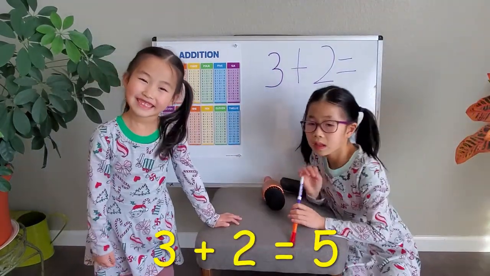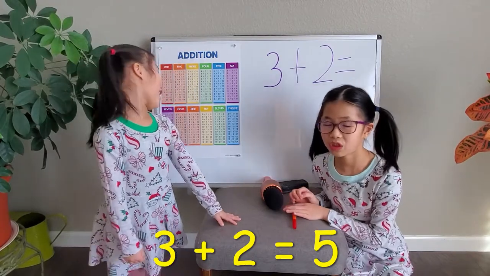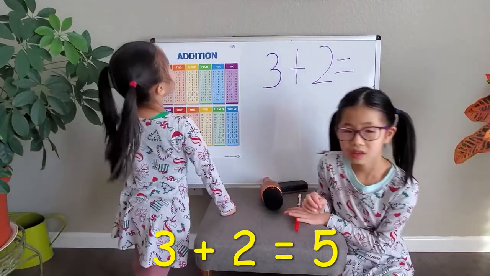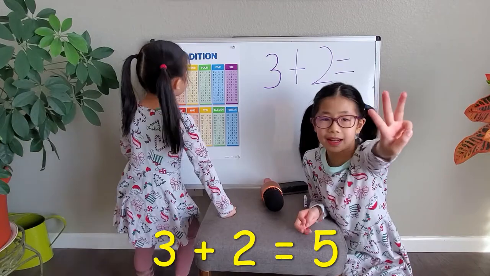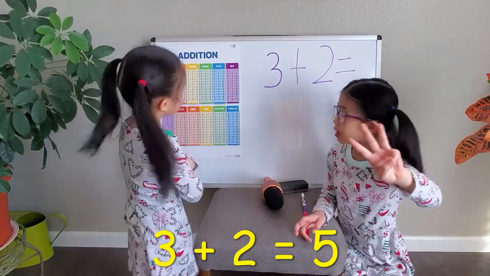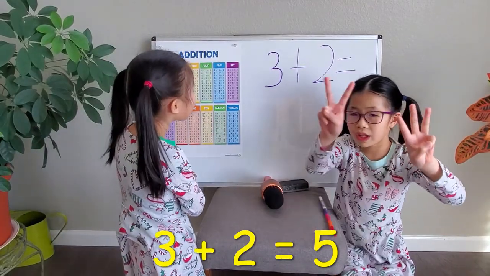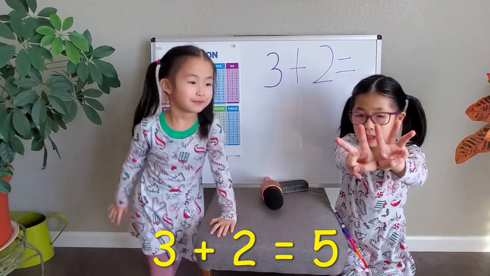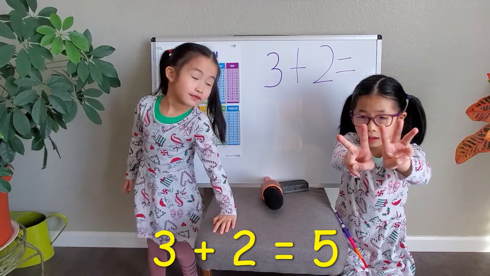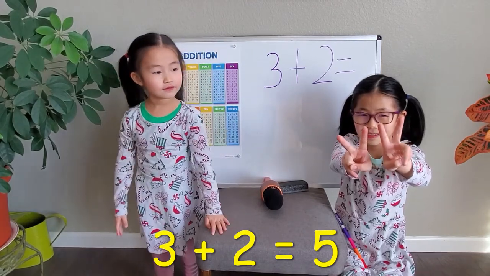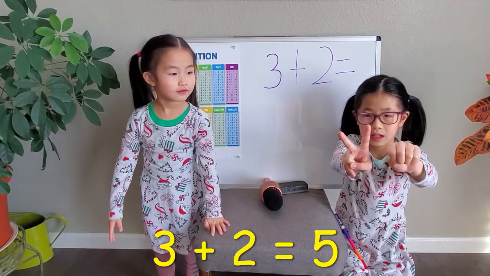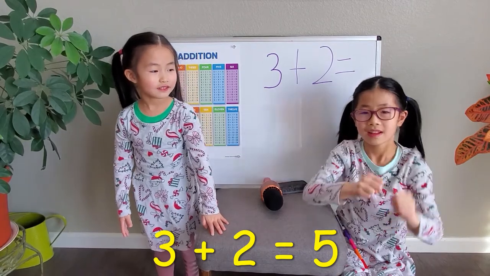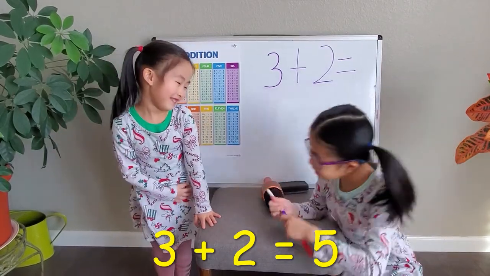Okay, so the first addend is 3. So we're going to show 3 fingers on one hand. The next addend is 2. So we're going to show 2 fingers on the other hand. Now we count how many fingers that we have standing up. 1, 2, 3, 4, 5. So the sum is 5. Yes.